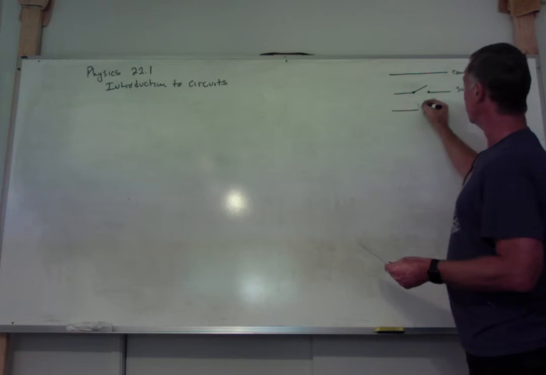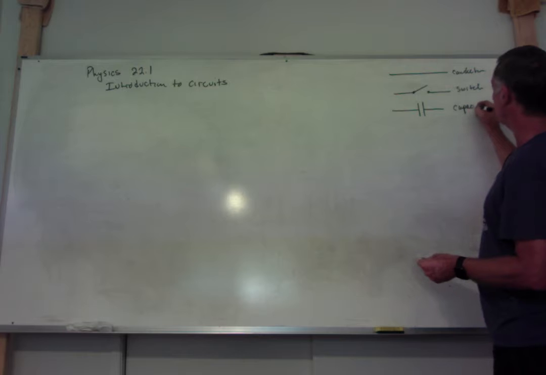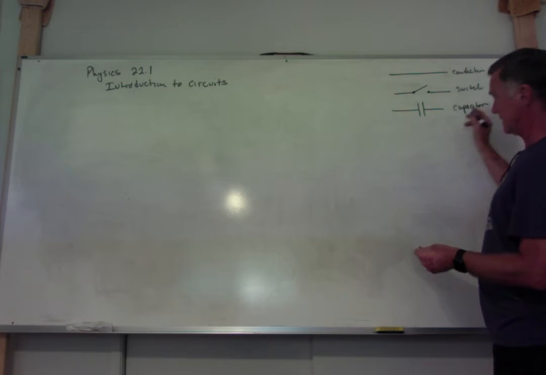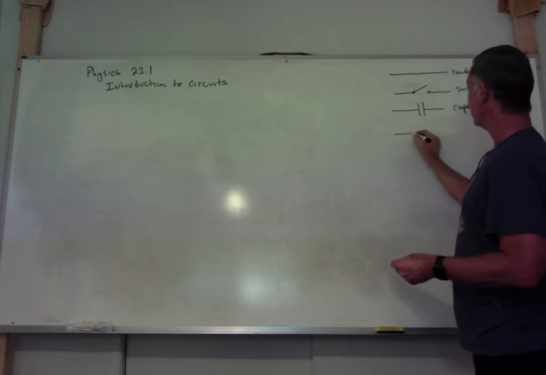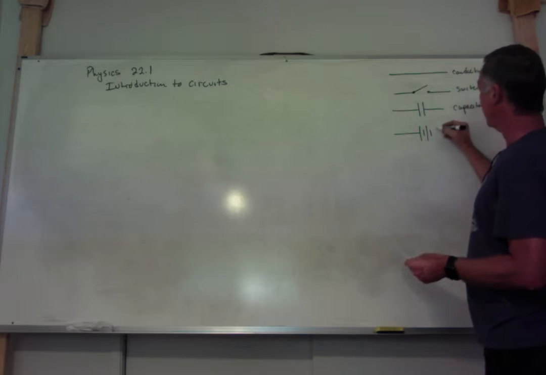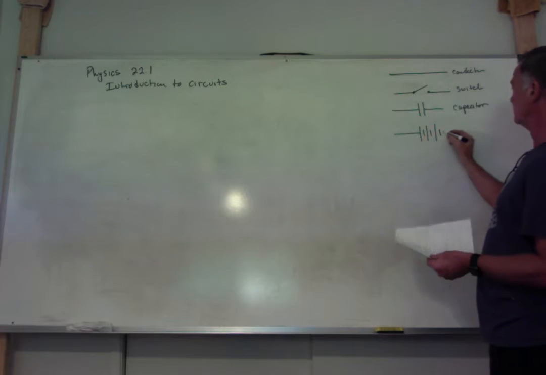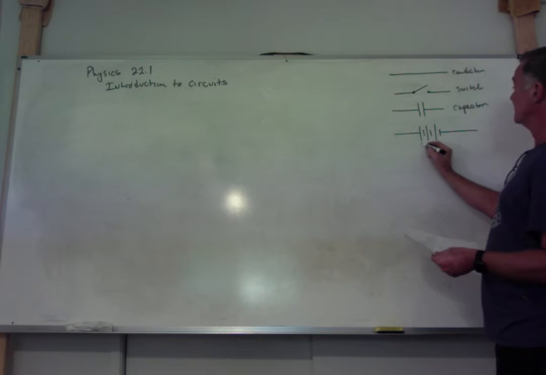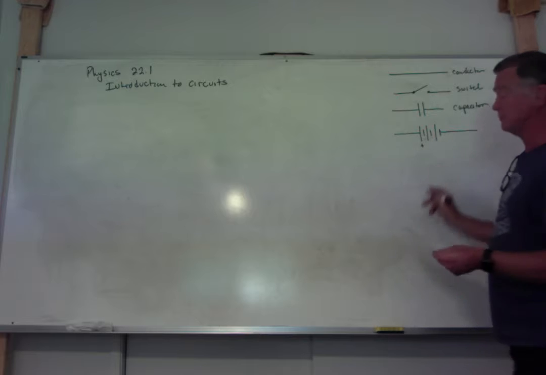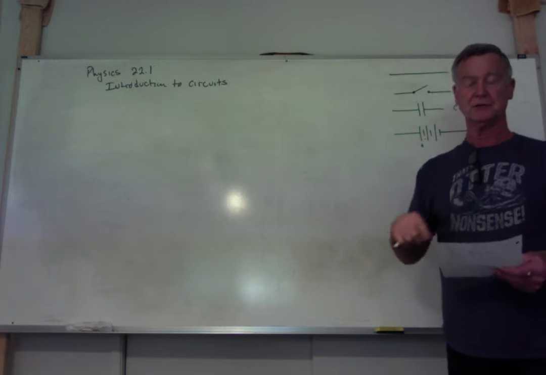A capacitor looks like this, should make sense. Two parallel plates. A battery, interestingly enough, looks like this. And by the way, you can go more. You can do as many of these as you want. The bigger it is, usually the bigger the battery. This is the positive plate and negative plate. And like we talked about, a voltaic stack, you have several of those joined together.